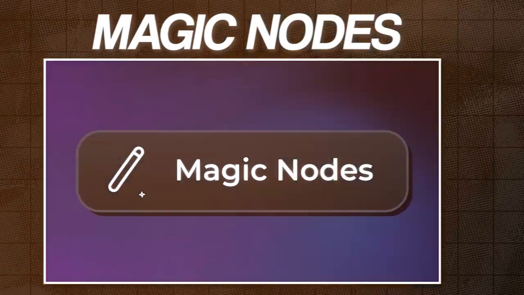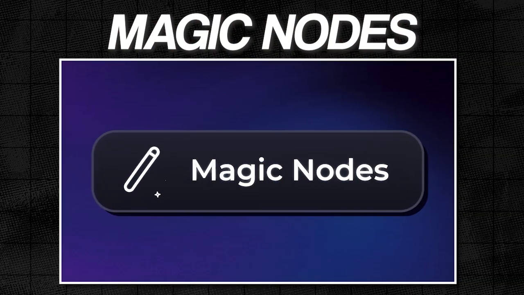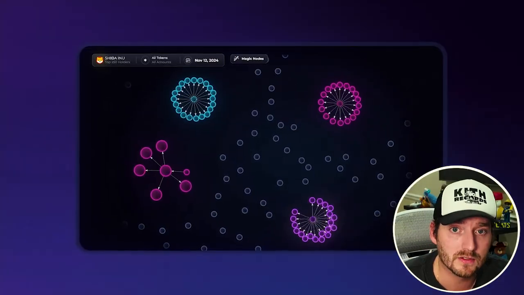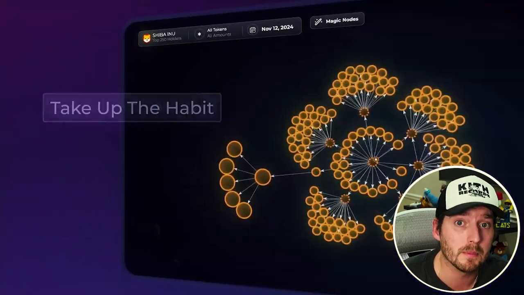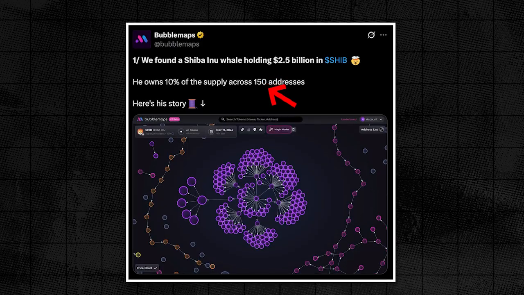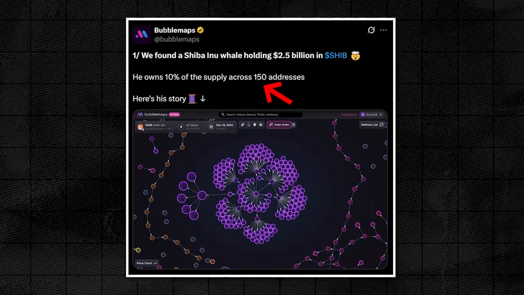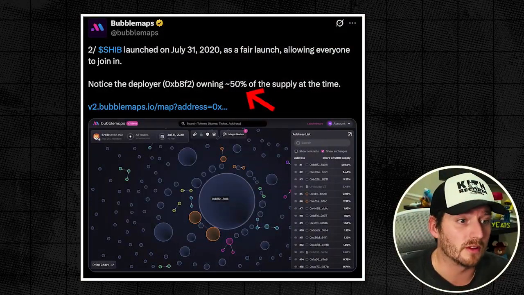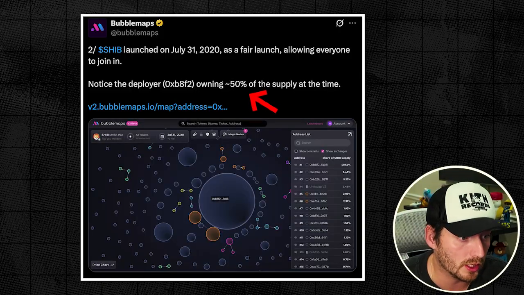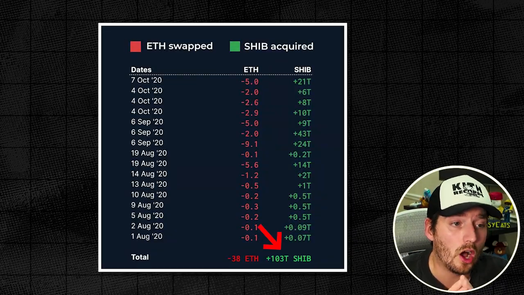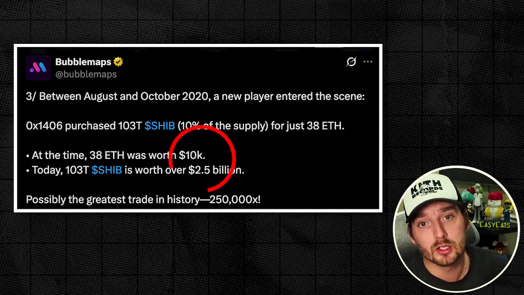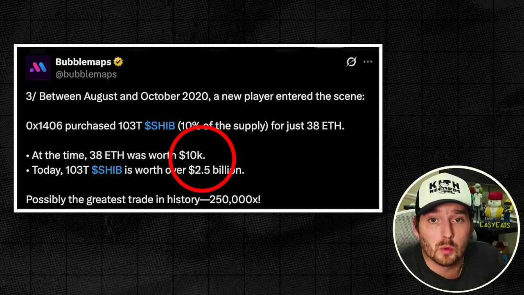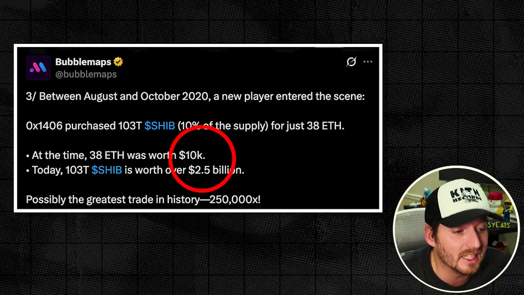So utilizing magic nodes, which is a feature from Bubblemaps to help analyze how much of a supply is controlled by how many wallets and not allowing a person to actually hide their paper trail, we can see SHIB, 10% of the supply was spread out across 150 wallets. The deployer was owning 50% of the supply when the token launched, but with that, we could also see 103 trillion SHIB was bought for just 38 ETH. The time of the purchase was about $10,000, but today it is worth over $2.5 billion.